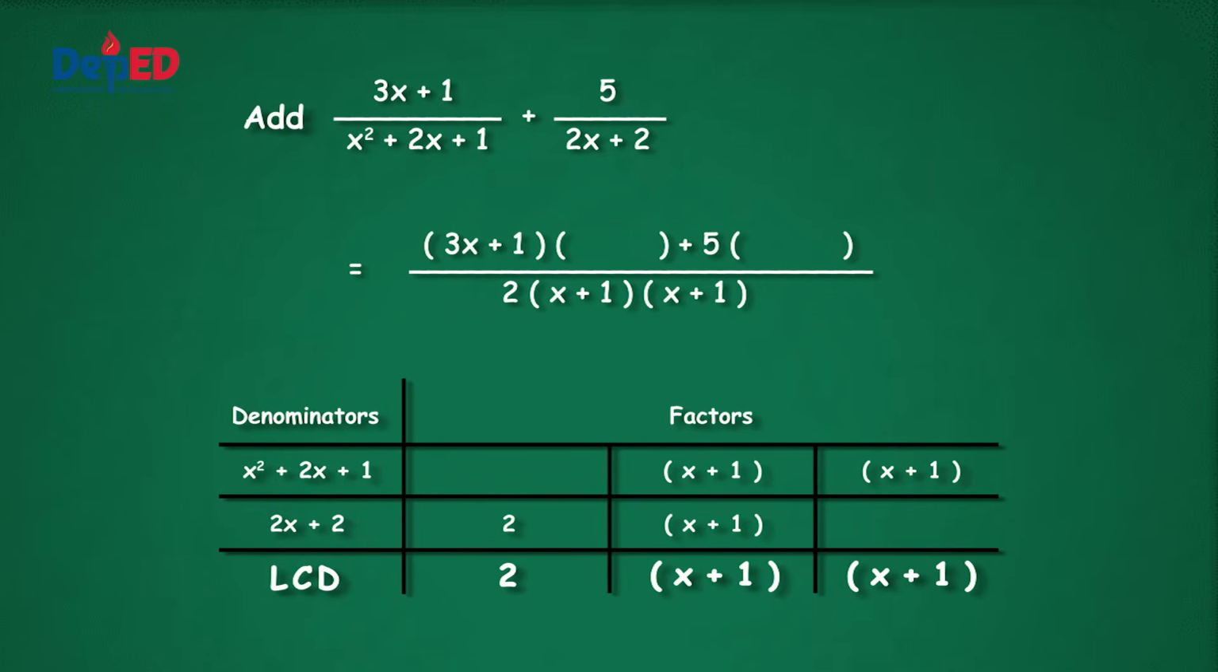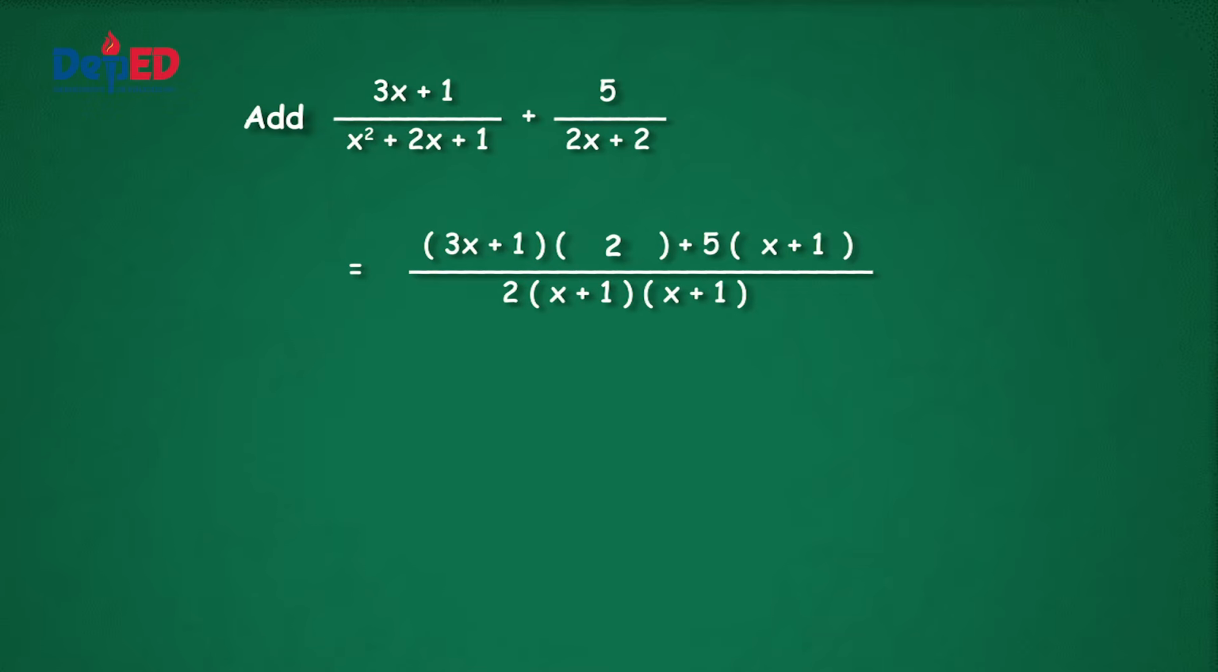What will we multiply to 3x + 1? Since the row of its denominator, x² + 2x + 1, does not have 2 in its factors, we will have the quantity 3x + 1 times 2. How about 5? Check the row of 2x + 2 earlier. Which expression is missing? Very good. We will have 5 times the quantity x + 1. Let us now simplify.